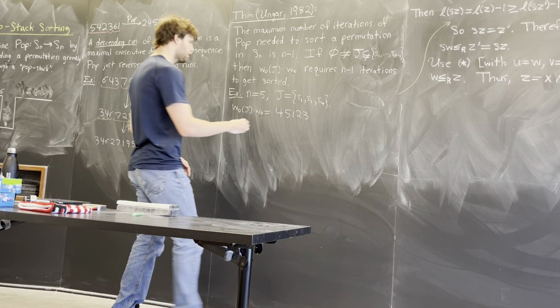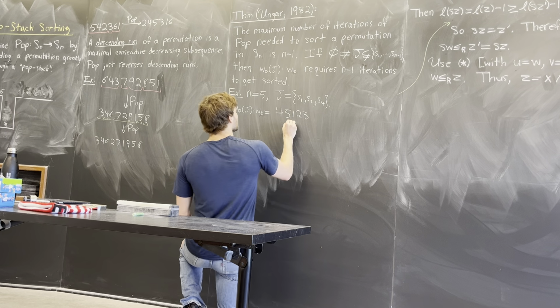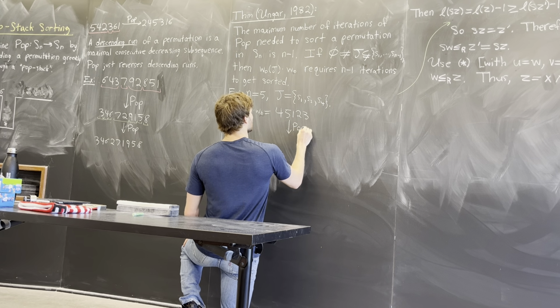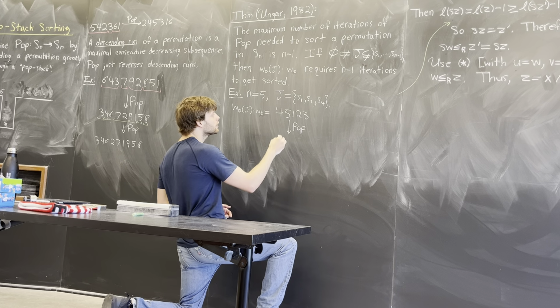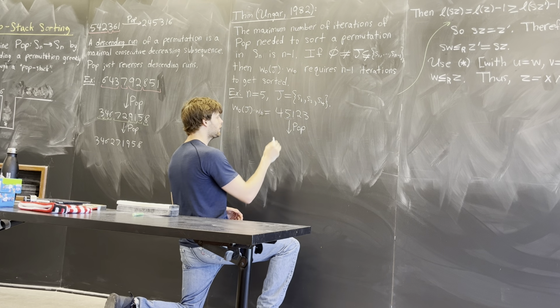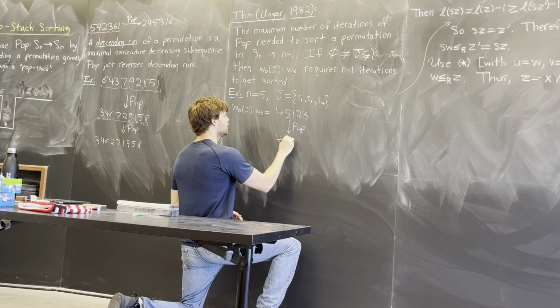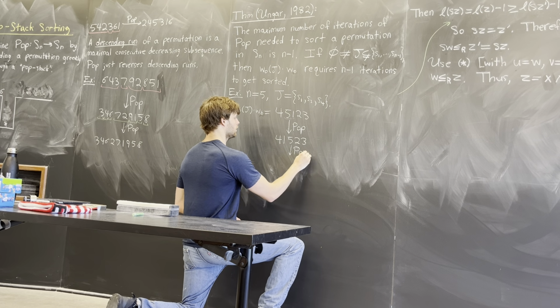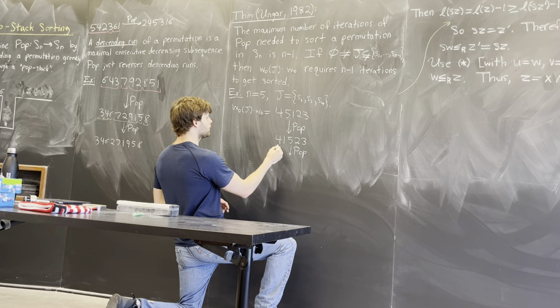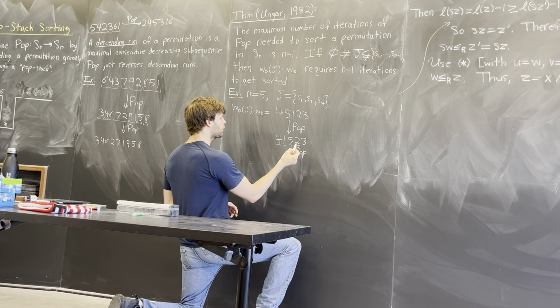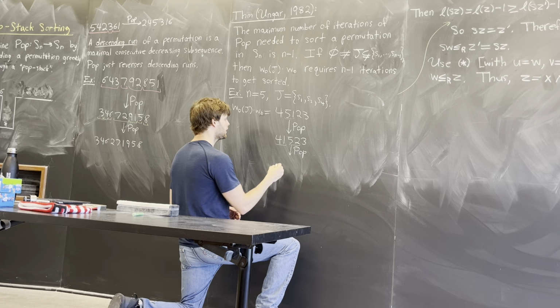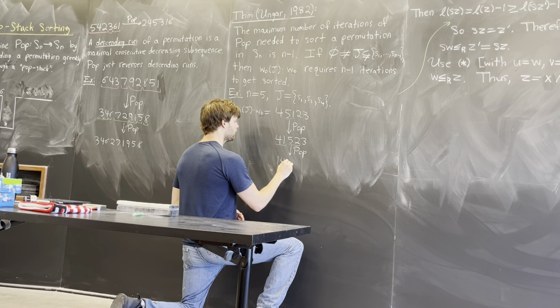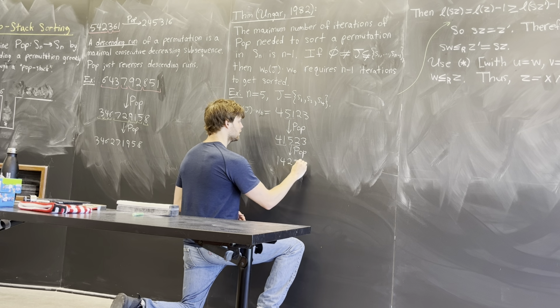And if I do pop to this, the only descending run here that's not a single element is the 5, 1, so that gets reversed and I get 4, 1, 5, 2, 3. And now my descending runs are 4, 1, and 5, 2, so I reverse those. Well, also there's 3, but nothing happens. So 1, 4, 2, 5, 3.